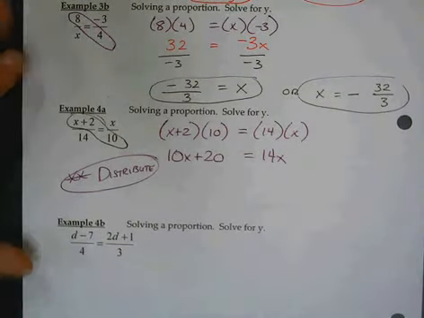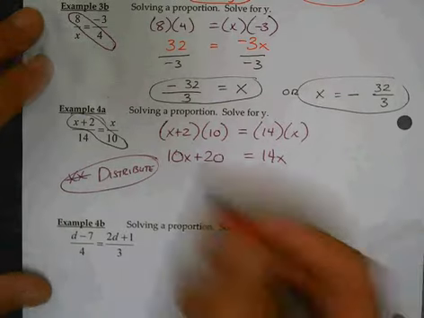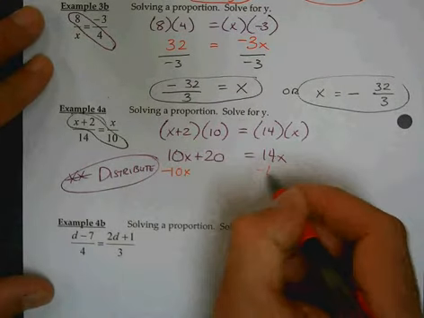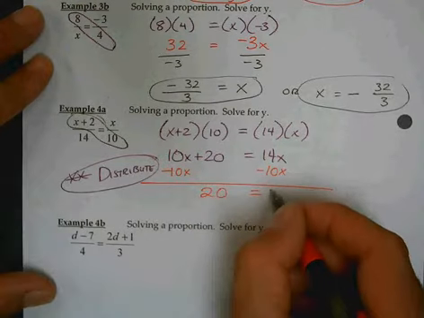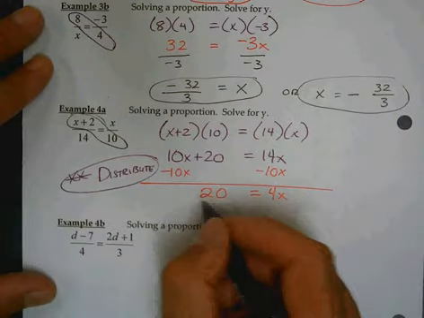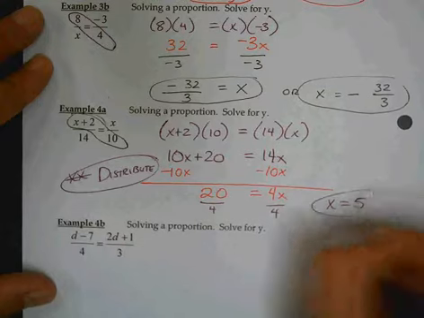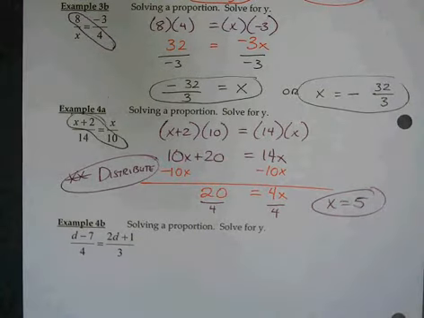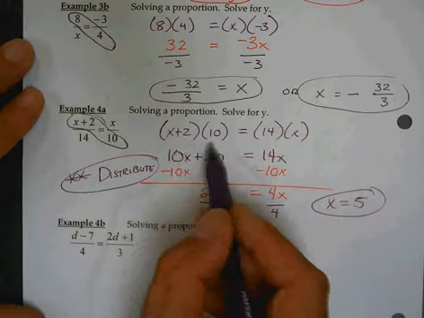With equations, do I need to have the variables on the left? No, that's for inequalities. That's what we did last chapter. So subtract your 10x. 20 equals 4x. And finishing up, what do we do? Divide by 4. So x equals 5. So my answer is 5. Key idea, distribute.